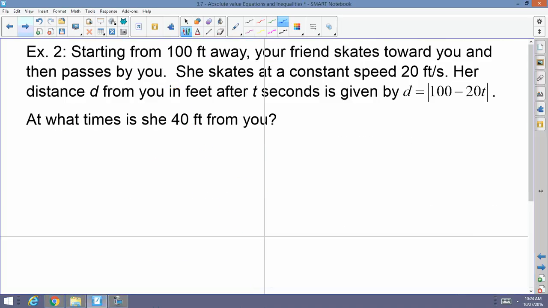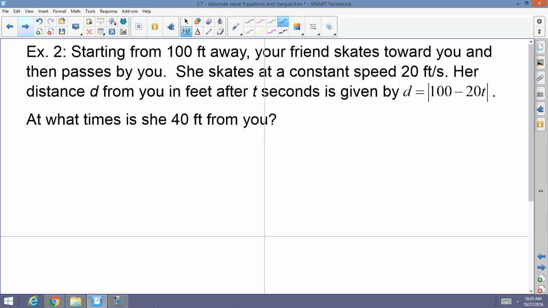Okay, so let's continue, my brothers. Starting from 100 feet away, your friend skates towards you and then passes you. She skates at a constant speed of 20 feet per second. Her distance d from you in feet after t seconds is given by the equation d equals the absolute value of 100 minus 20t. At what time is she 40 feet from you? Okay, let's analyze. Let's use our skills. I gave you a formula, d, which is the distance, equals the absolute value of 100 minus 20t, where t is time in seconds.